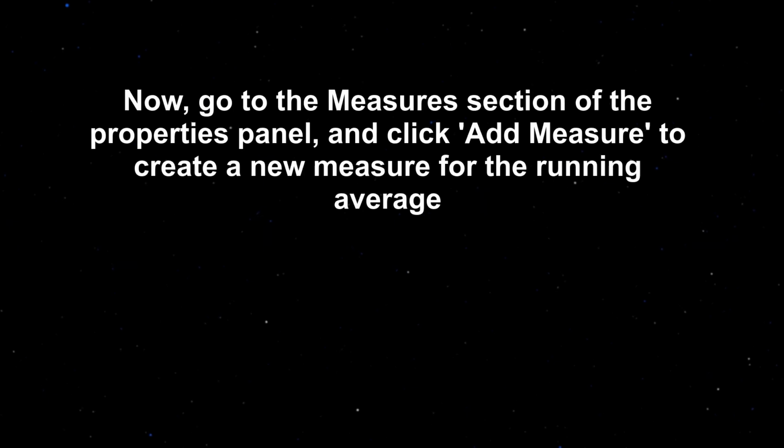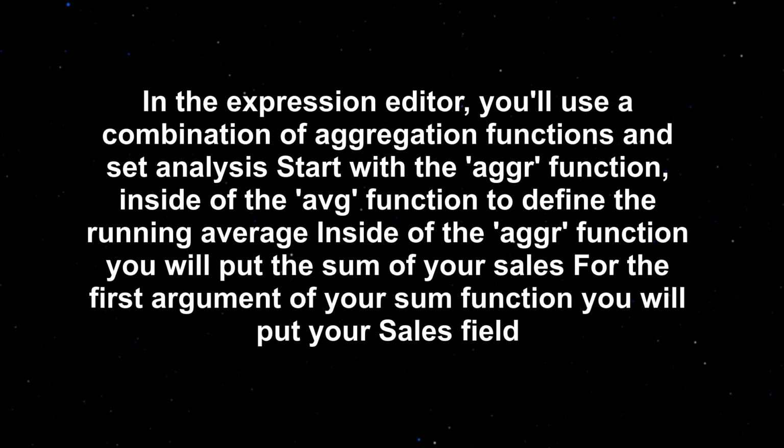Now, go to the Measures section of the Properties panel and click Add Measure to create a new measure for the running average. In the expression editor, you'll use a combination of aggregation functions and set analysis. Start with the Agg function inside of the Average function to define a running average. Inside of the Agg function, you will put the sum of your sales. For the first argument of your Sum function, you will put your sales field.